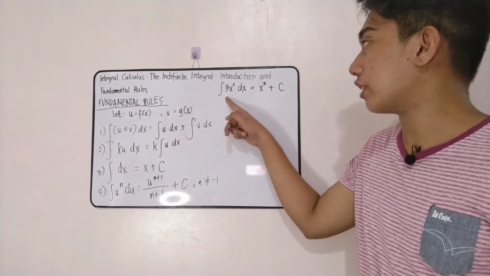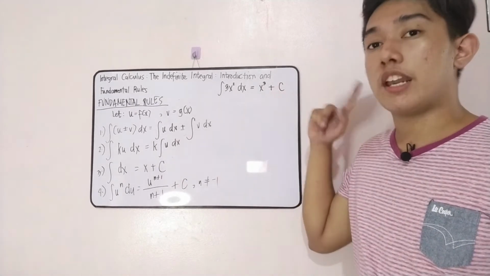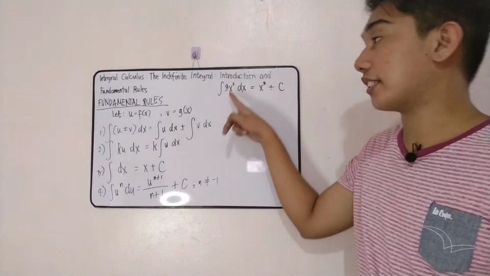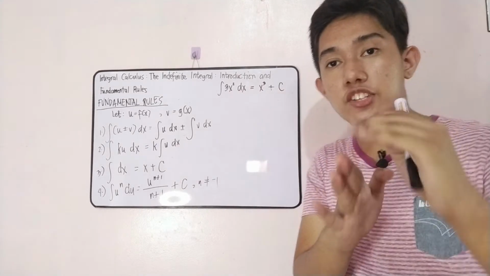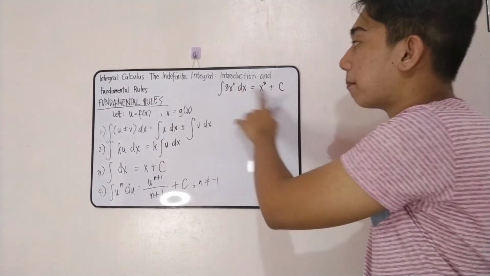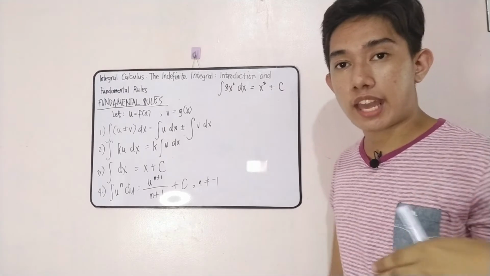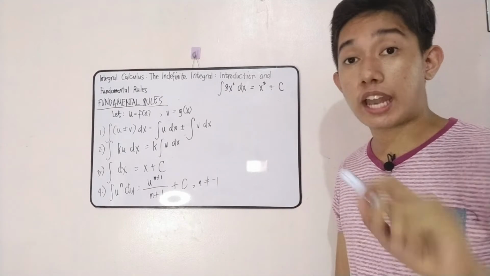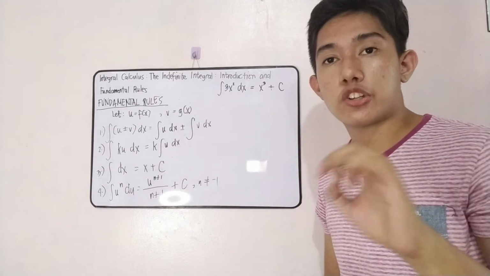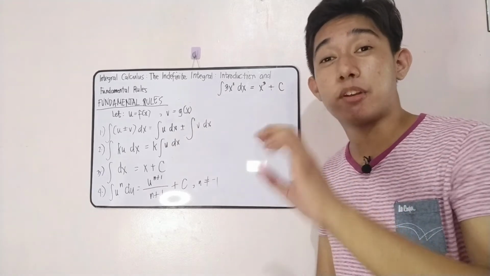If this is your function, the antiderivative is this one. If this is your function, the derivative is this one. So, you notice the changes. There is a change in power, di ba? 3x squared dx, then is a x cubed. So, ganyan lang yan kasimple kung, if we handle these simpler functions.